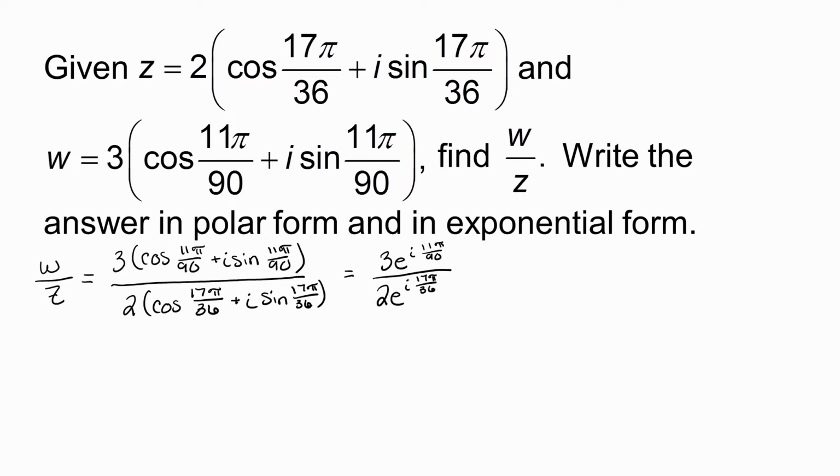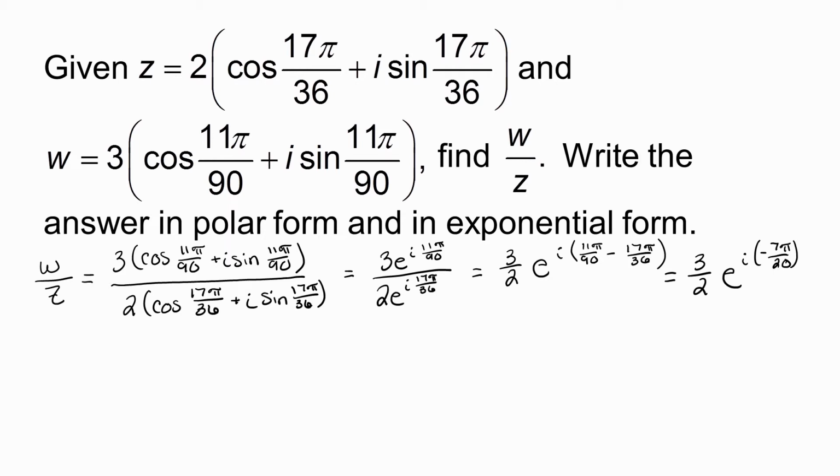Use the law of exponents to rewrite the fraction as 3/2 times e to the quantity i times the quantity 11π/90 minus 17π/36. Subtract the exponents to get 3/2 times e to the quantity i times negative 7π/20.